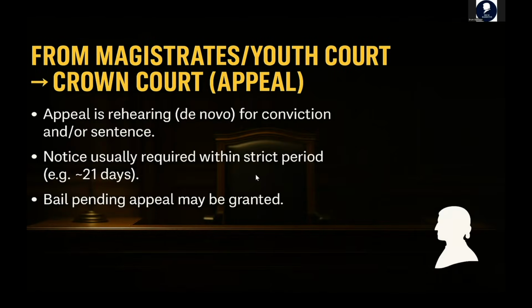So if you're convicted or sentenced in the Magistrates' Court or the Youth Court, you can appeal to the Crown Court. And this is a rehearing de novo, meaning the whole case is heard again. You usually have around about 21 days to lodge your notice. If you are studying the bar course, please refer to the latest syllabus for that year that you're undertaking the exam, just to check if there's any changes.